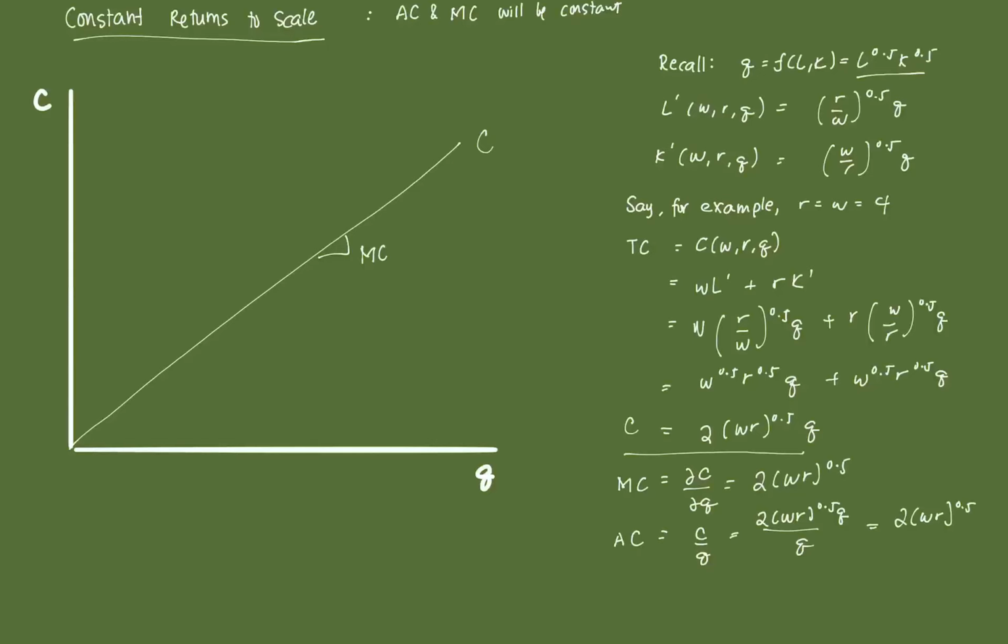So for example, say we have R and W being equal to 4. Again, this is exogenous to the firm. They have no control over that. Okay, if you plug in 4 and 4 here, this is going to be equal to 8. And this is also going to be equal to 8. So in this example, average cost and marginal cost are equal.